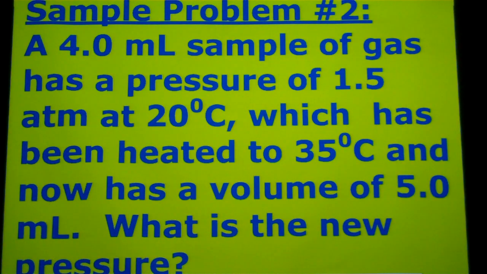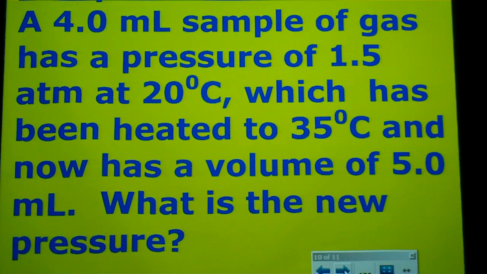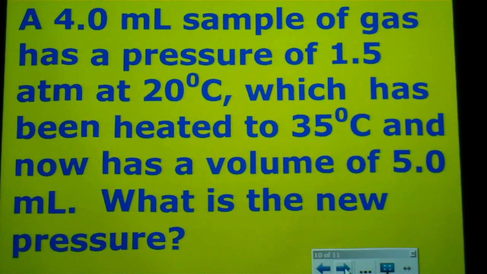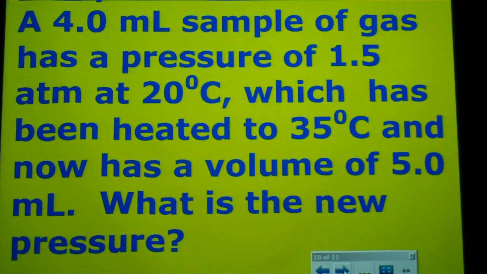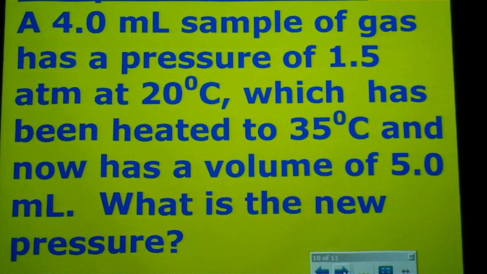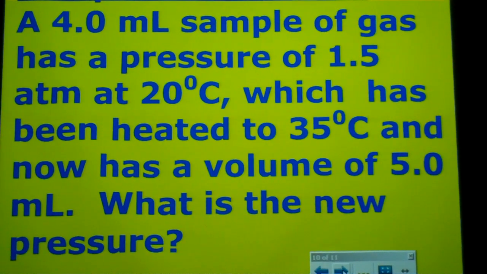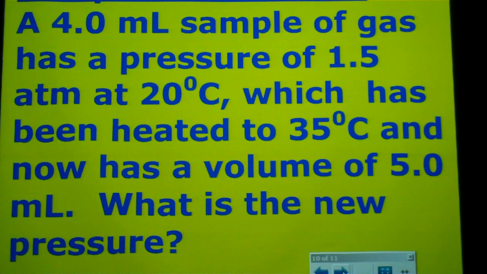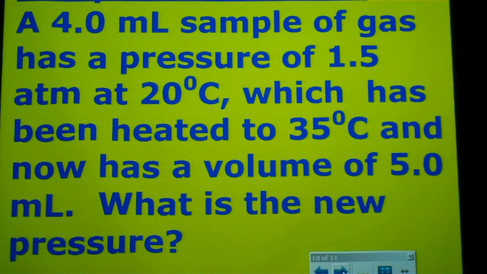Here's the next sample problem that you need to write down and then bring the answer to class. So, sample 2 is a 4 milliliter sample of gas, has a pressure of 1.5 atm, which is our pressure unit, at 20 degrees Celsius, which has been heated to 35 degrees Celsius, and now has a volume of 5 milliliters. What is the new pressure?